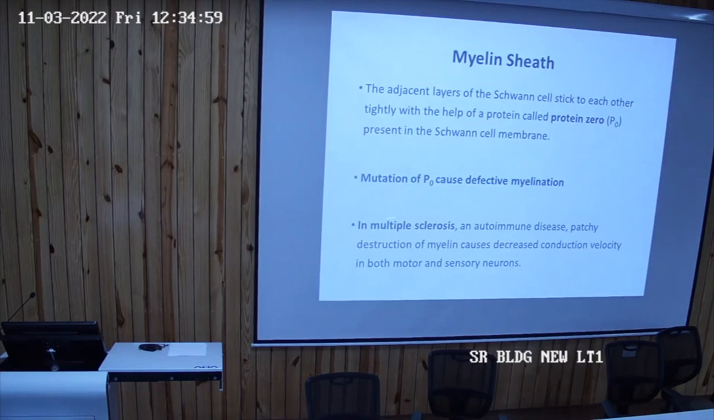Multiple sclerosis is an autoimmune disease, that is, autoantibodies form and start to destroy it. In this autoimmune disease there is patchy destruction of the myelin sheath. The myelin sheath starts getting destroyed and the conduction velocity will be hampered. The speed of conduction will be hampered.